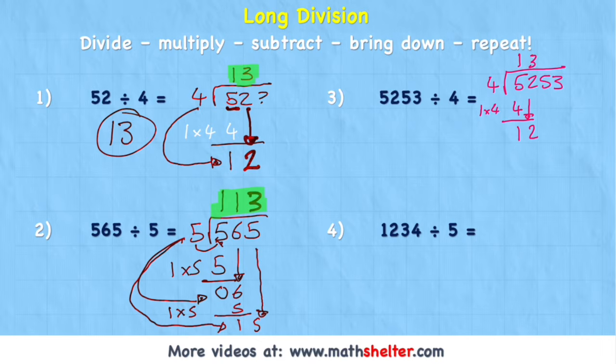And I think it's going to leave me with nothing remaining, but let's check. 3 times 4 is also 12. So that leaves me with nothing left over. So when I bring my 5 down, it's on its own. Goes back to the start of the process.